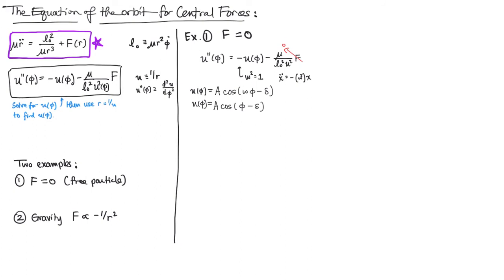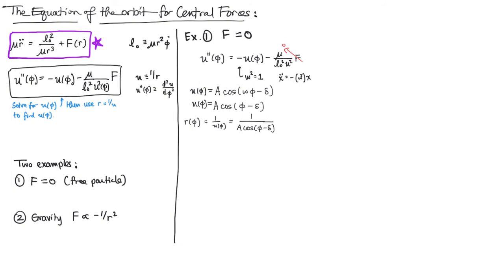Now we know that r of phi, which is what we seek, is 1 divided by u of phi. And again, just to reiterate, this u is not the potential. This u is just our variable, a redefinition of the radial coordinate r. It's the inverse of that radial coordinate r. So we have 1 over A cosine of phi minus delta.